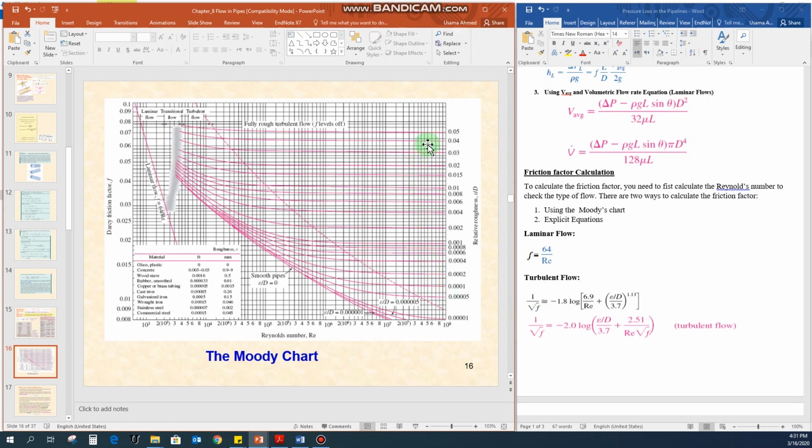Because sometimes it becomes difficult to read this chart, and with a small variation in the values, you will not get the exact value for the friction factor. That is why I always suggest you use this explicit Holland equation to get the value for the friction factor for turbulent flows.